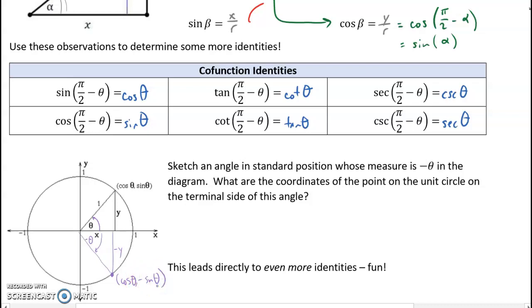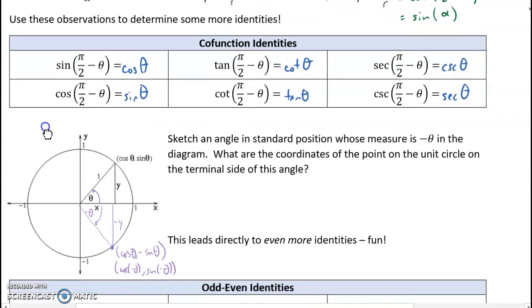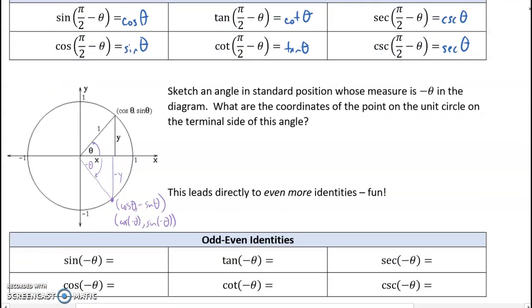All right, but that's also the same thing as if we think about points on the unit circle. That leads us to the idea that this is the same point as the cosine of negative theta, comma, the sine of negative theta. So this is kind of interesting. What we're finding is that the cosine of theta and the cosine of negative theta are the same thing, right? These both represent the x-coordinate of this point. So the cosine of negative theta and the cosine of positive theta are the same thing.